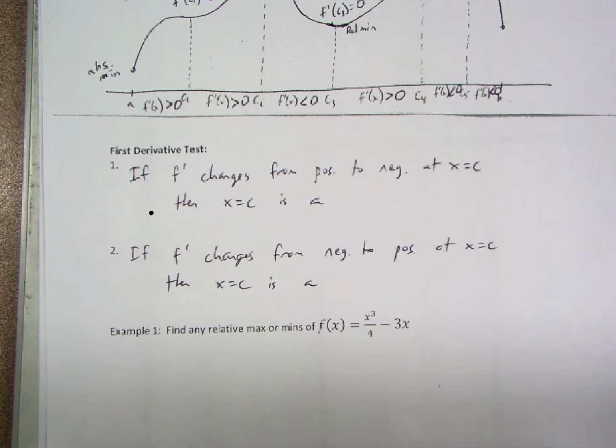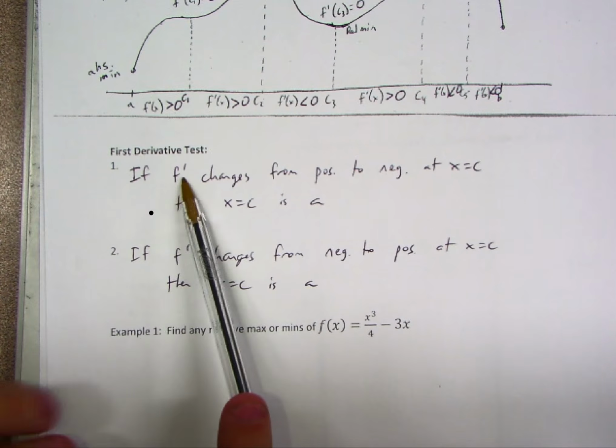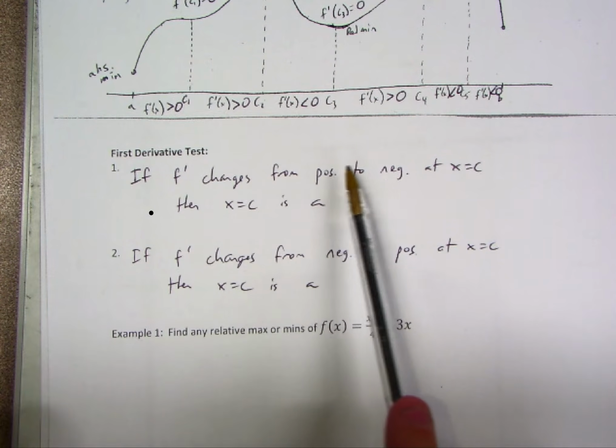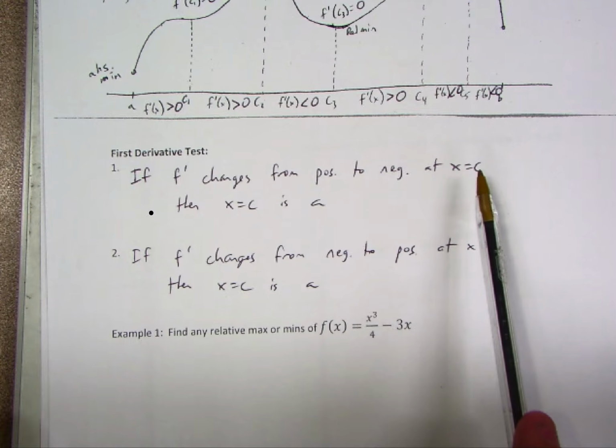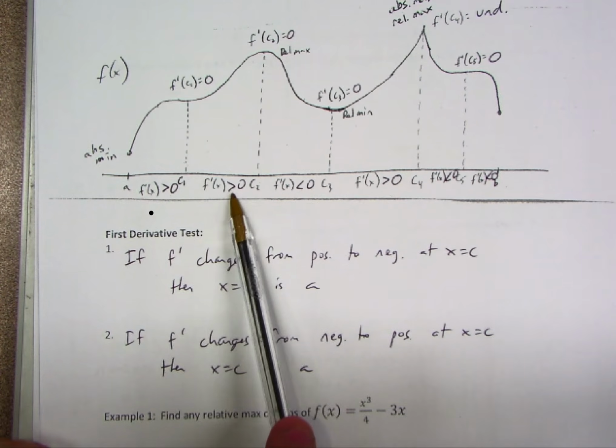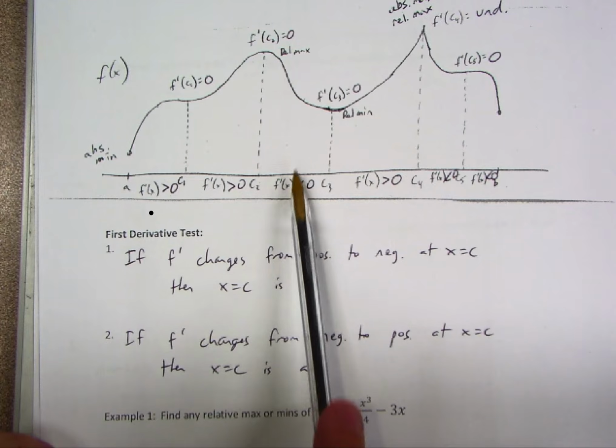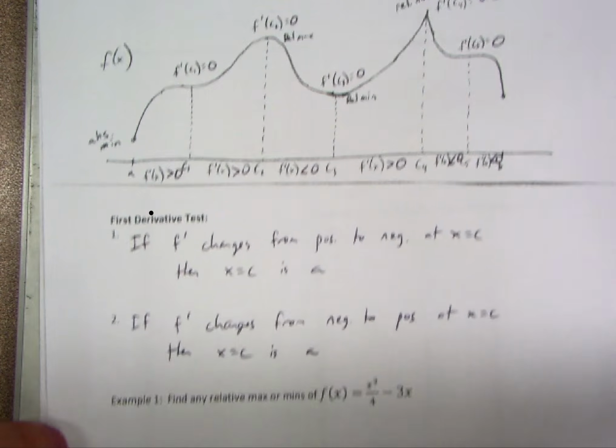So the first derivative test says this. If f prime changes from positive to negative at x equals c, just like right here, from positive to negative, then x equals c is going to be a relative max.